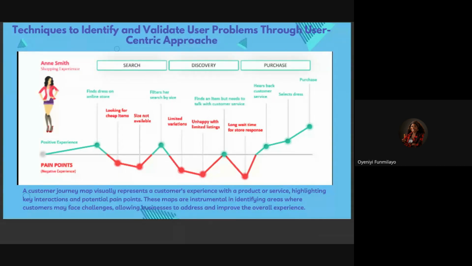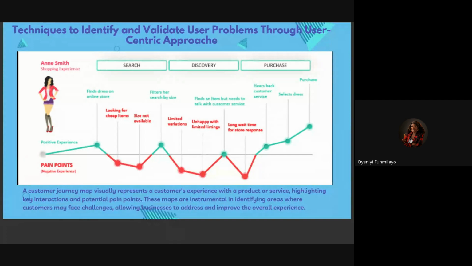So let's say Anna wants a dress from your store. One thing she would want to see there is cheap items. That's one thing Anna wants. But if Anna does not see that cheap item, it becomes a problem for Anna. It becomes a user problem for Anna Smith. And then let's say she sees the cheap item and then her size is not there. It is another problem for Anna.